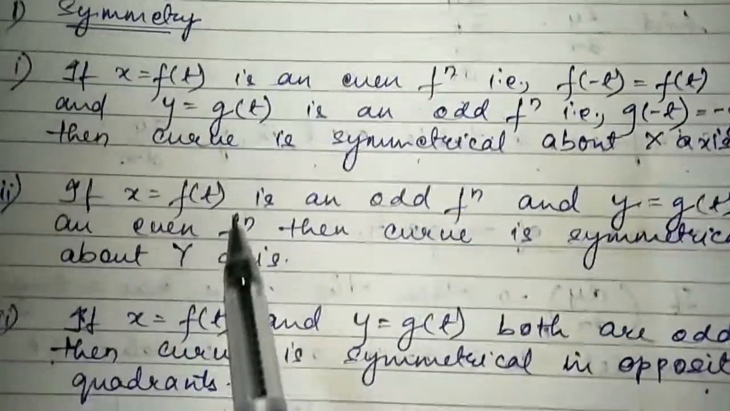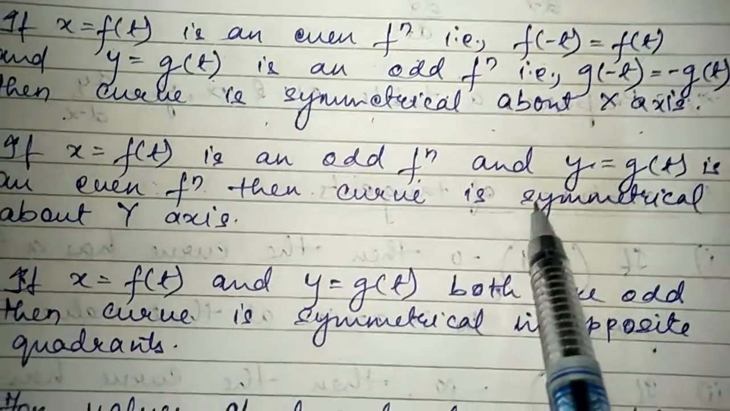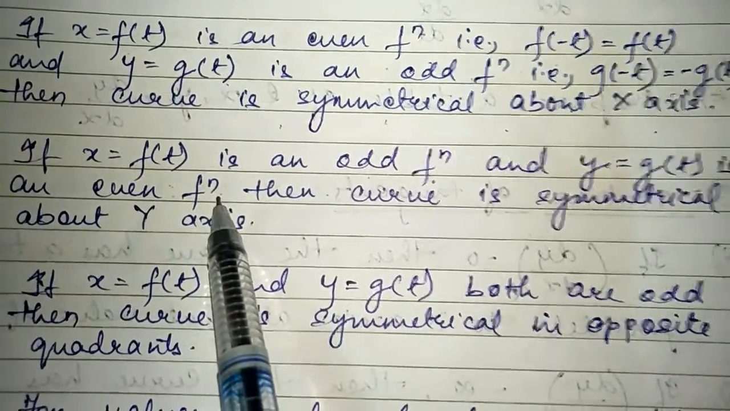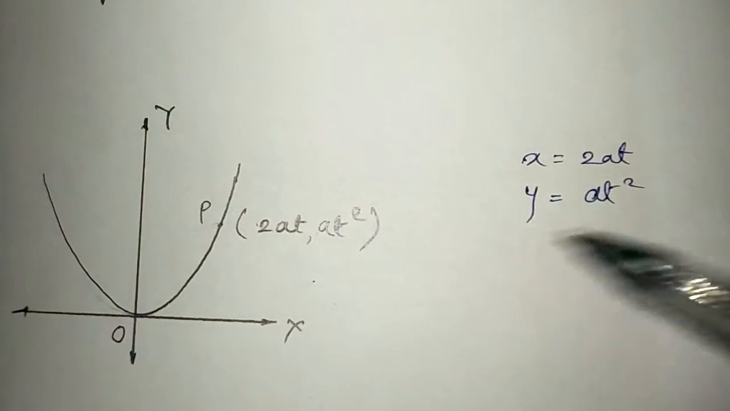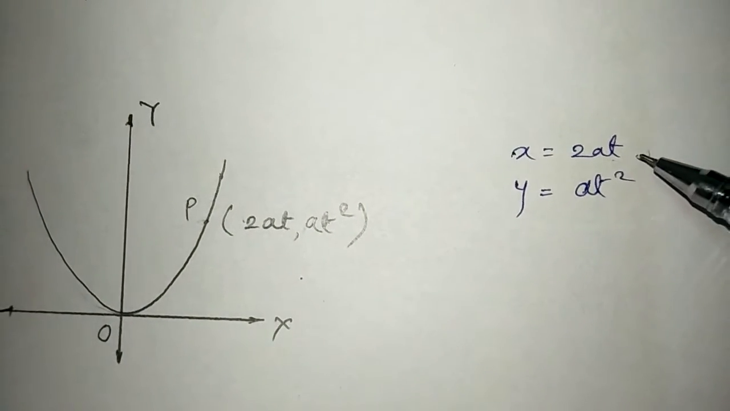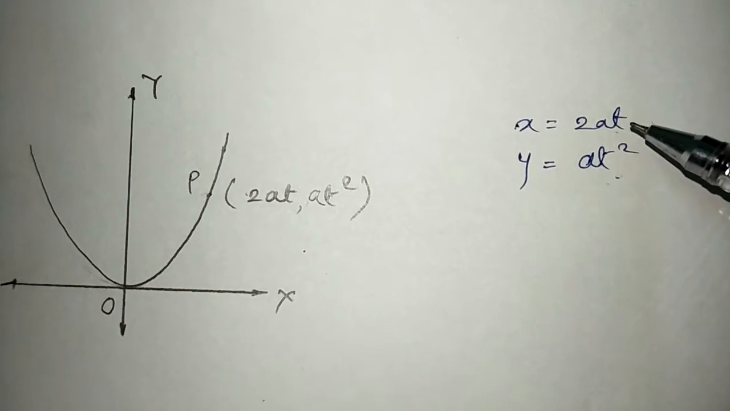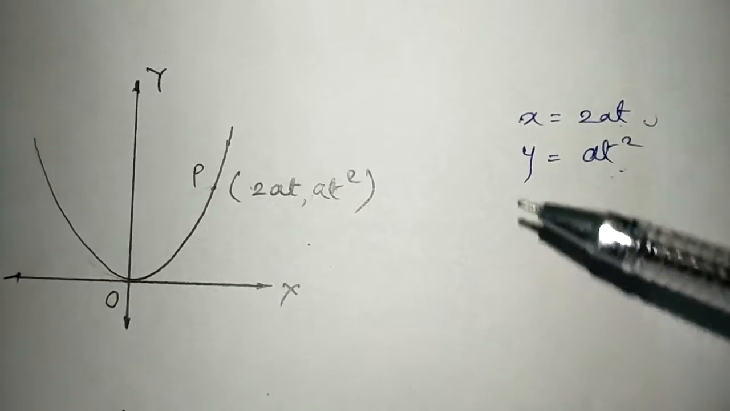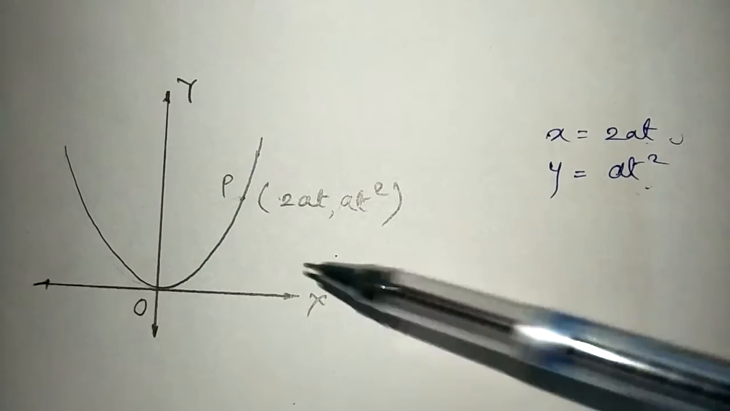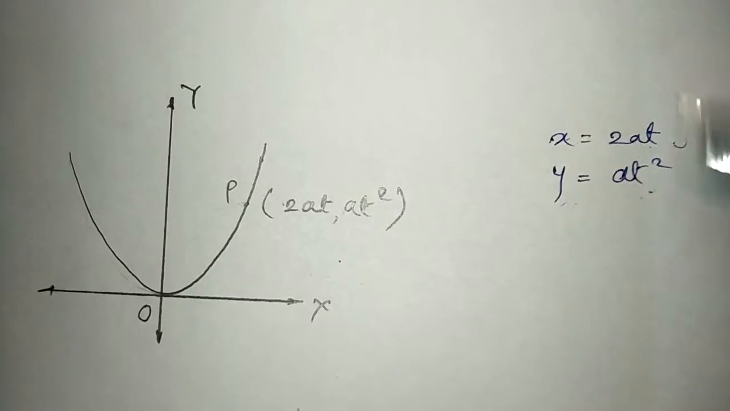The second one: if x is equal to f of t, an odd function, and y is equal to g of t, an even function, then the curve is symmetrical about the y-axis. Example, again this parabola, the parametric equations of which are x is equal to 2at and y is equal to at square. If we replace t by minus t, the value of x will change but that of y will remain unchanged. The given curve is symmetric about the y-axis because y is an even function, x is an odd function.